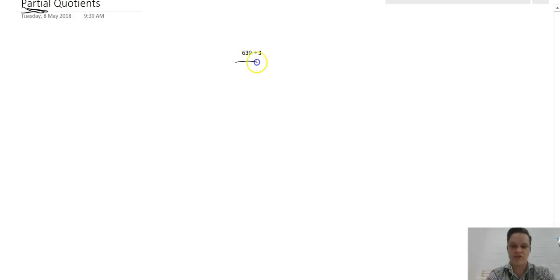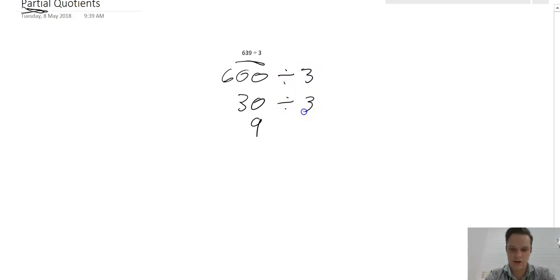So 639, to break that up into our parts for our partial quotient, we would break it up into our hundreds, tens, and ones. So we have our 600, we have our 30, and we have our 9. Now, can these all be divided by 3? I think so. 600 can be divided by 3, 30 can be divided by 3, and 9 can be divided by 3. Awesome. So we know that.